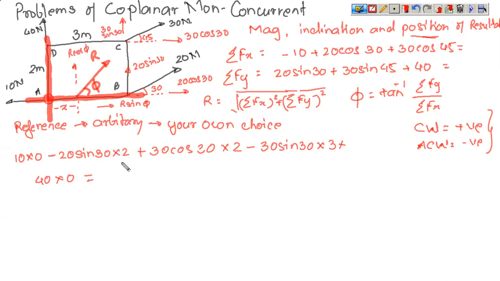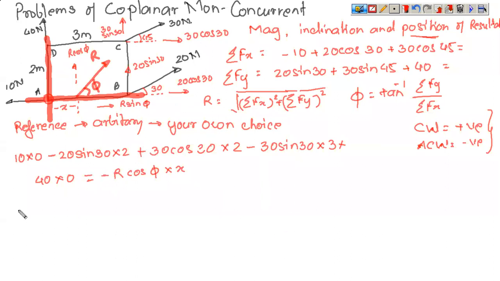So R sin phi lies on AB. They are parallel, so there is no perpendicular distance between them. R cos phi lies at a distance of x, so this is R cos phi multiplied by x. Now the nature: it is parallel to AD, and it has to move in anti-clockwise direction so that it approaches AD. So this is minus.